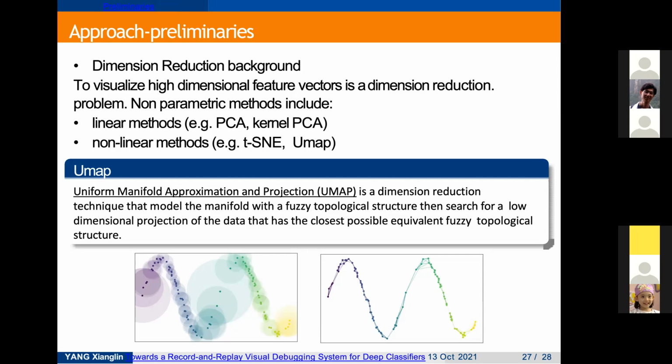The most important or related work to us is UMAP. The full name of UMAP is Uniform Manifold Approximation and Projection. It's a dimension reduction technique that first tries to model the manifold with a fuzzy topological structure in high dimensional space. And then in low dimensional space, it will search for the closest possible equivalent fuzzy topological structure. That way, we can preserve the neighbors after dimension reduction.